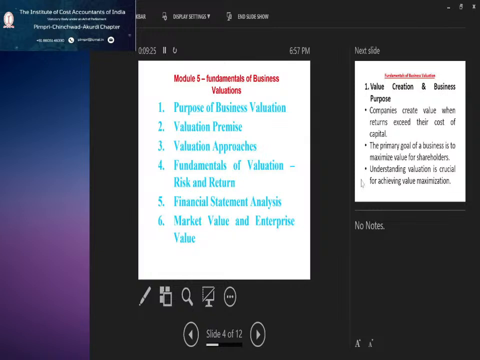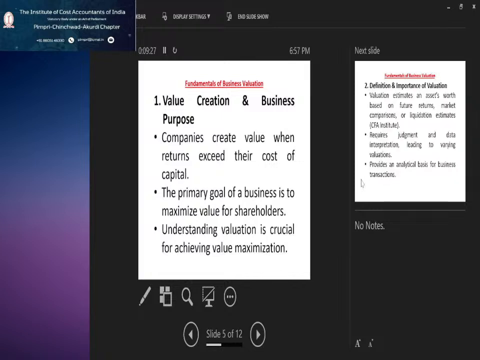The first chapter is about the purpose of business valuation. But before we start with the chapter, let's first understand the fundamentals of business valuation. What exactly is business valuation all about, and why is it required to value a particular business at all? Let's understand the value creation by doing valuation and what the business purpose of any business valuation is.